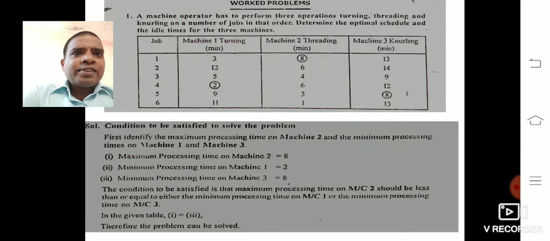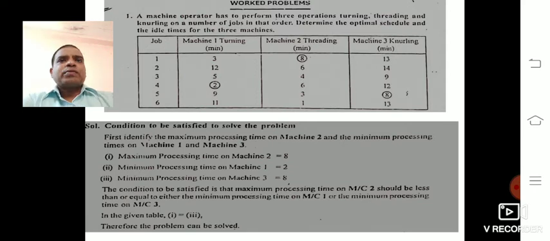One, the maximum processing time on machine 2 is 8, and the third one is the minimum processing time on machine 3, which is also 8. What is that condition here? The maximum processing time on machine 2 should be less than or equal to. Here it is equal. Okay, the condition is satisfied here.